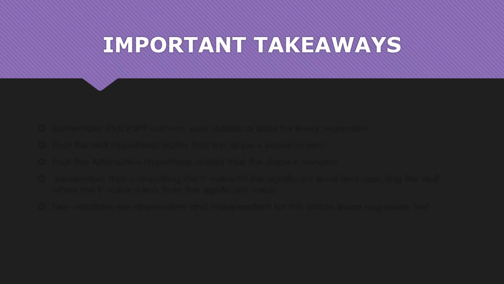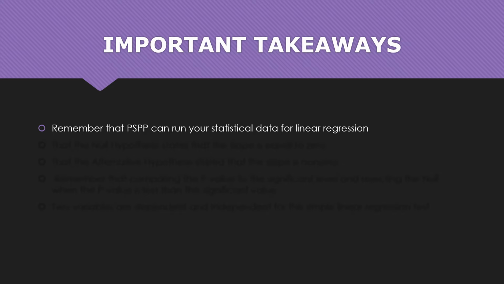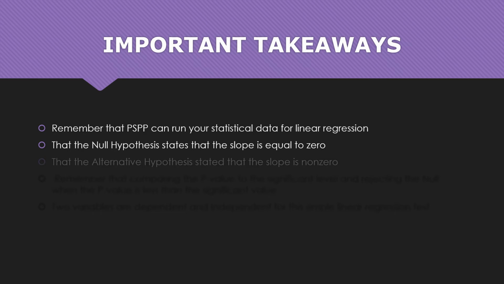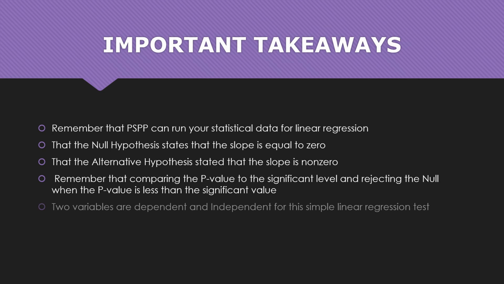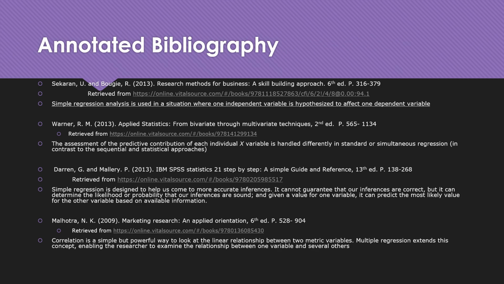Important takeaways: Remember that PSPP can run your statistical data for linear regression, that the null hypothesis states the slope is equal to 0, and that the alternative hypothesis states that the slope is non-zero. Remember to compare the p-value to the significance level and reject the null when the p-value is less than the significance level. Two variables, dependent and independent, are used for the simple linear regression test.